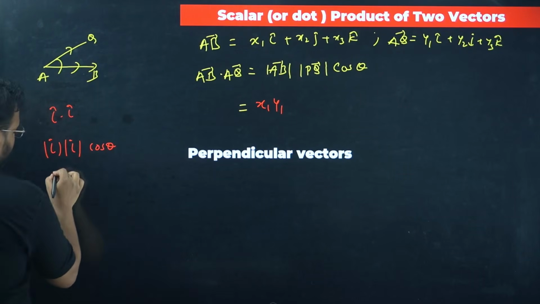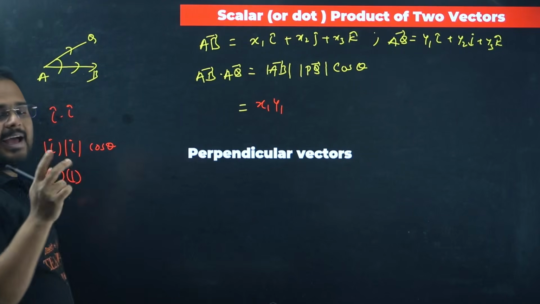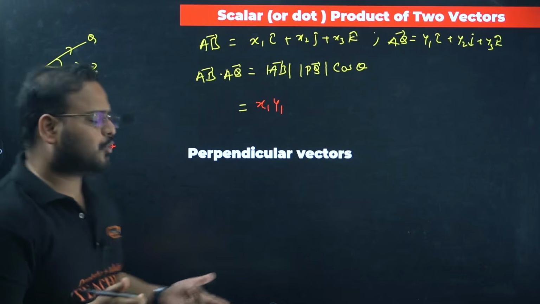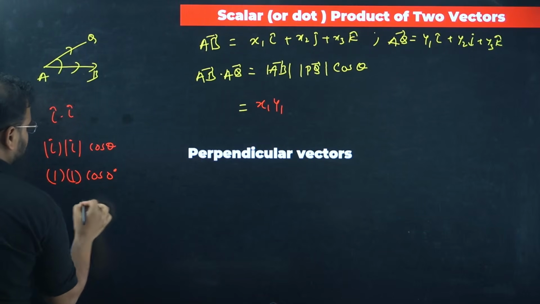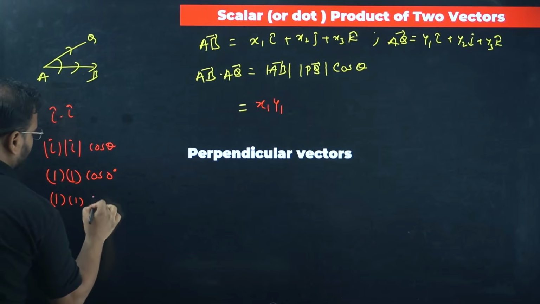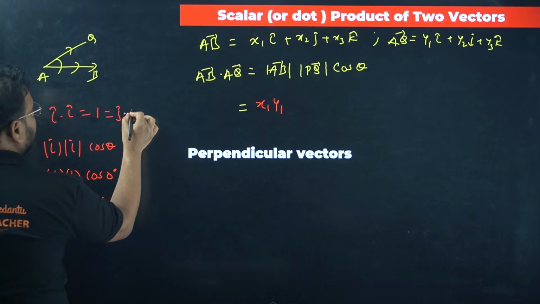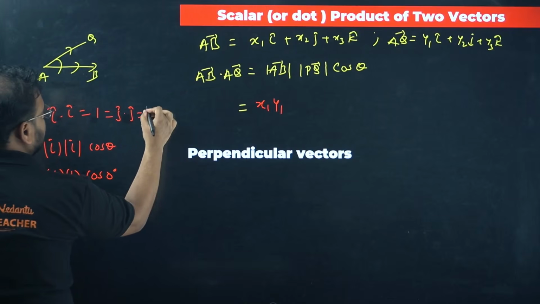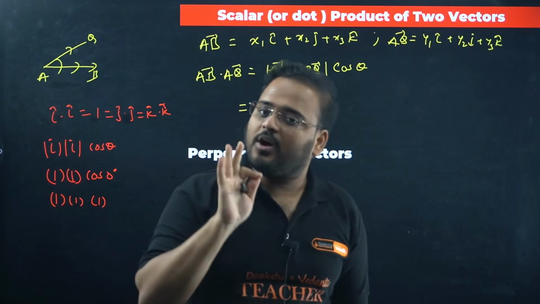What is mod of I? 1, sir. Mod of I again 1, sir. And cos theta means the angle between I and I will be 0 degrees. So cos 0, and cos 0 is what? 1. So 1 into 1 into 1. So that's why I dot I is 1. So is j dot j, and so is k dot k. So I dot I, j dot j, k dot k is always 1.